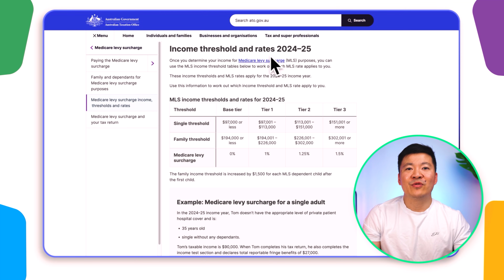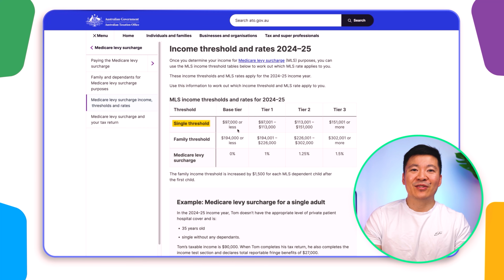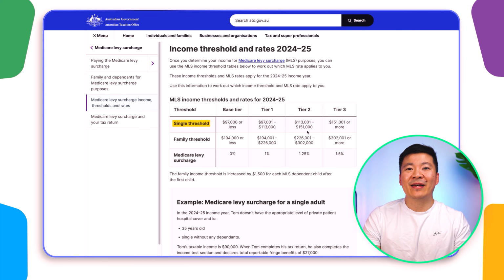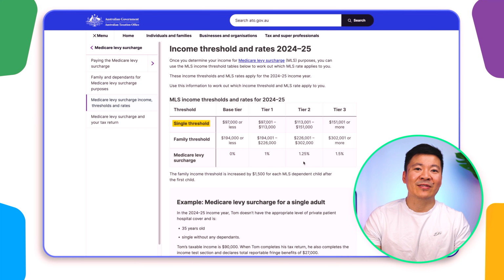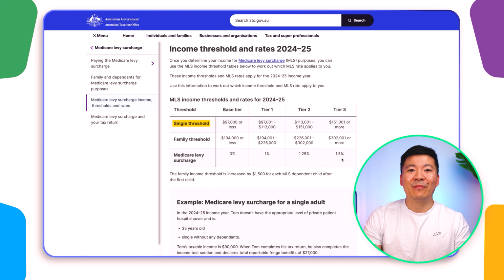system. From the 2024 to 2025 financial year, the Medicare Levy Surcharge income thresholds and corresponding surcharge rates are as follows. For singles, income of $97,000 or less will pay 0% surcharge. Income between $97,001 and $113,000 will pay 1% surcharge. Income between $113,001 and $151,000 will pay 1.25% surcharge. Income of $151,001 or more will pay 1.5% surcharge.